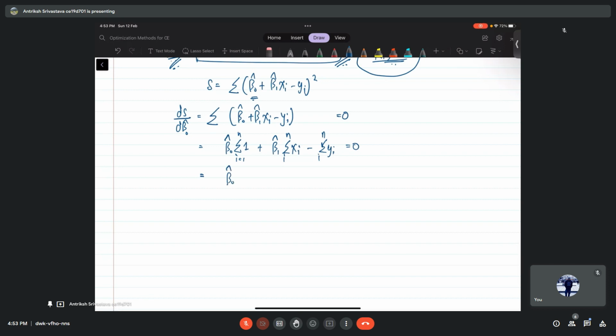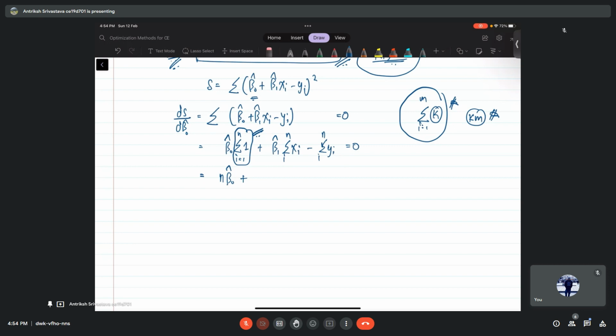What will be the answer when we add 1 n number of times? It is n. So whenever you have a sigma i equal to 1 to any number, let's say m, and then you have a constant here, what this means is you have to add this constant m number of times. So it is just going to be km. Similarly, in this case, it is going to be n beta naught hat.